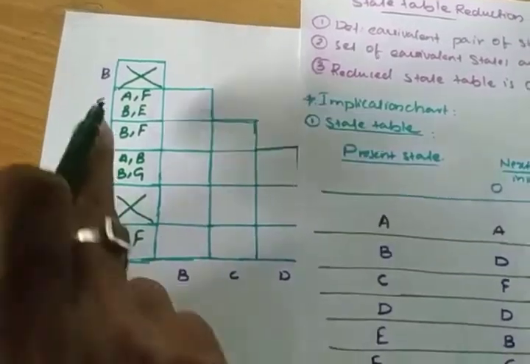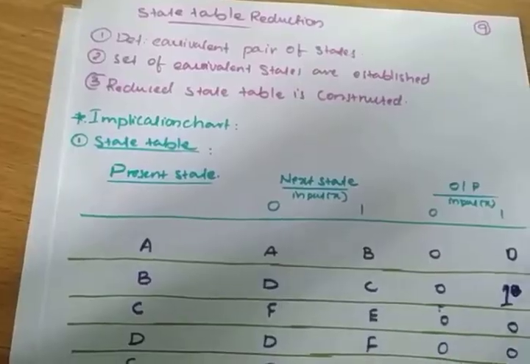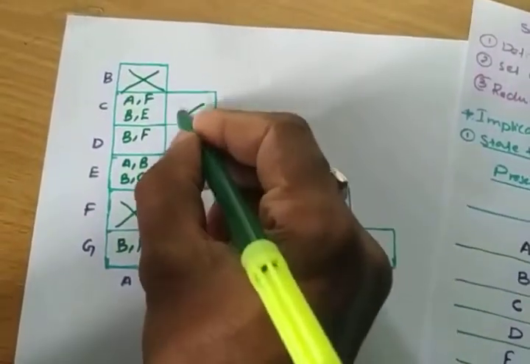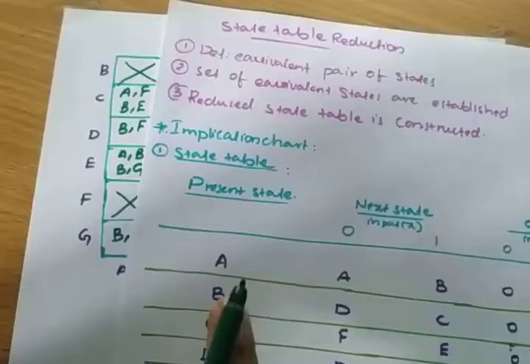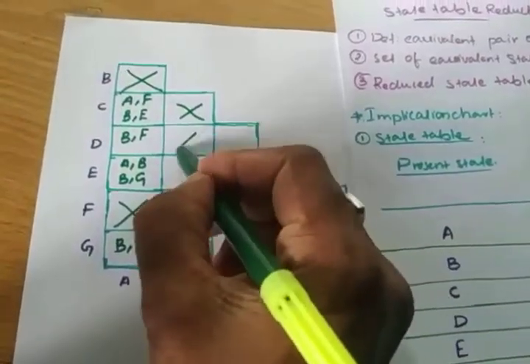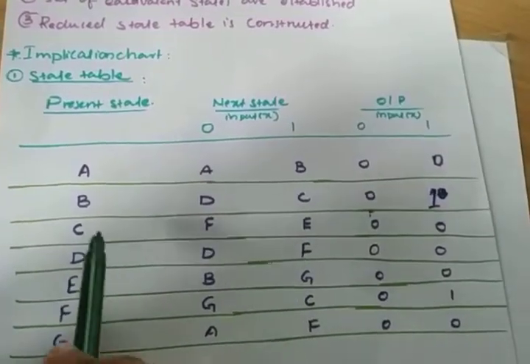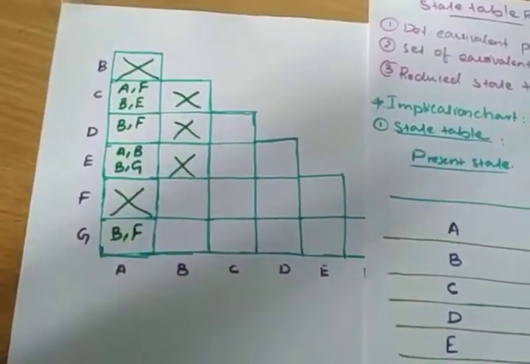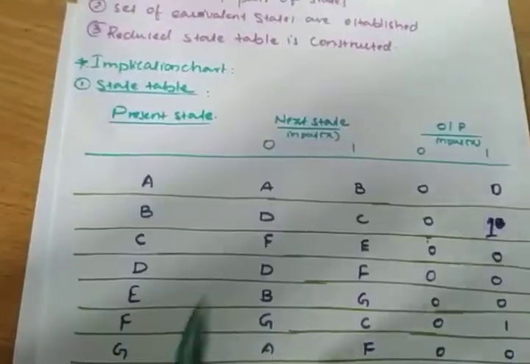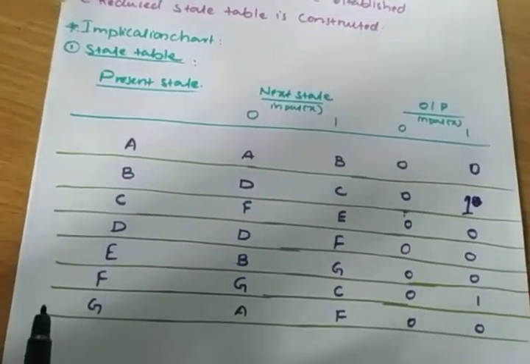Now check for BC. B is 0 1, C is 0 0, not equal, so we can put a cross mark. What about BD? B is 0 1, D is 0 0, not equal, put a cross mark. And what about BE? B is 0 1, E is 0 0, not equal, put a cross mark. What about BF? B is 0 1, F is 0 1, so the outputs are equal.